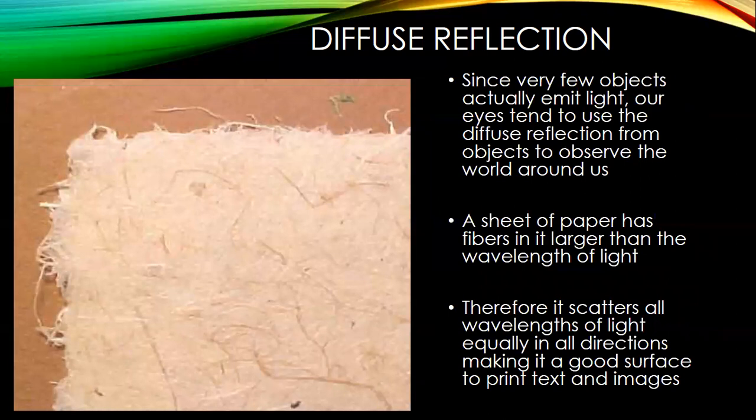Paper is an excellent medium for drawing, for printing text, even producing images, because it scatters all light in all directions. Since very few objects actually emit light, normally when you're looking around, you're seeing light which is reflected off of the surfaces of these objects. And again, most of this is diffuse reflection.